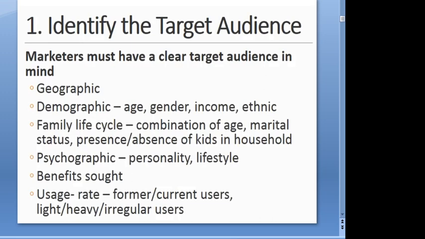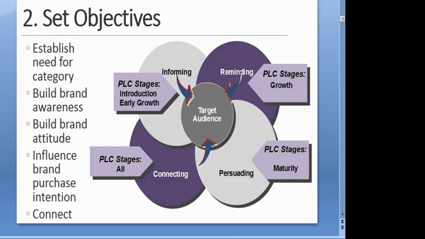The second step is setting objectives. We said that each stage communicates certain objectives that we should follow. The first one, establishing need for category, then build brand awareness, build brand attitude, influence brand purchase intention, and connect.